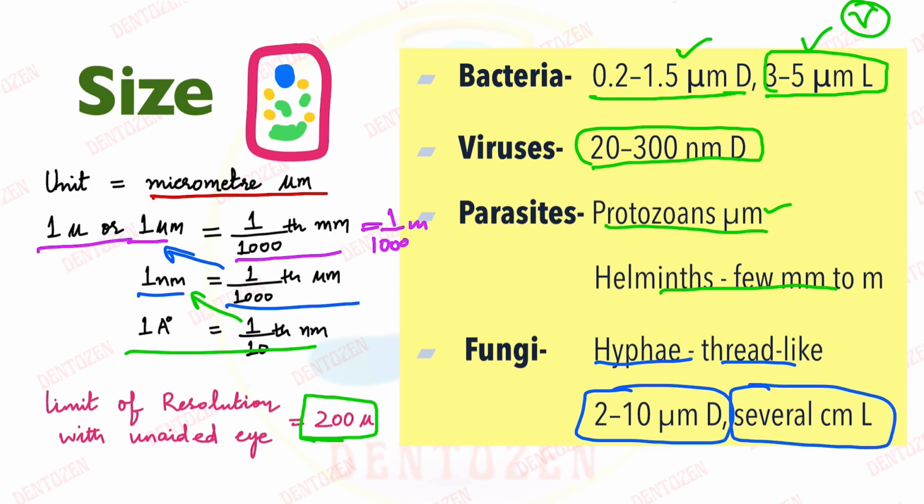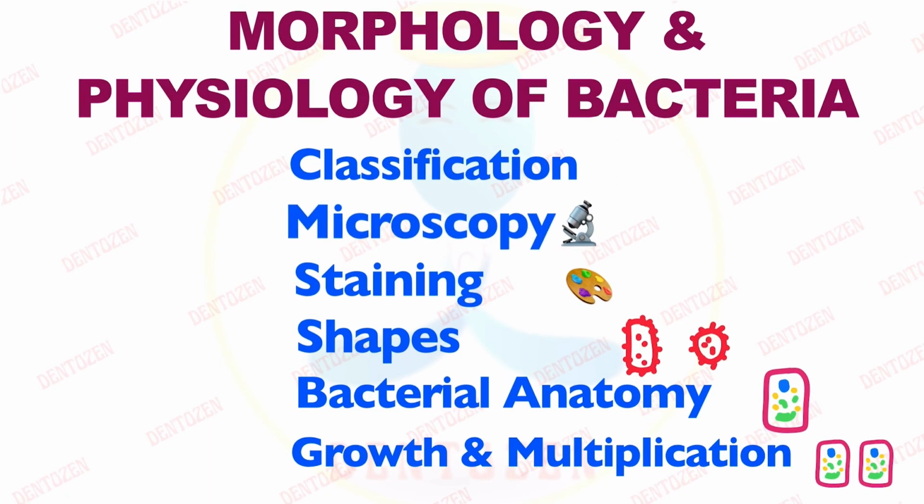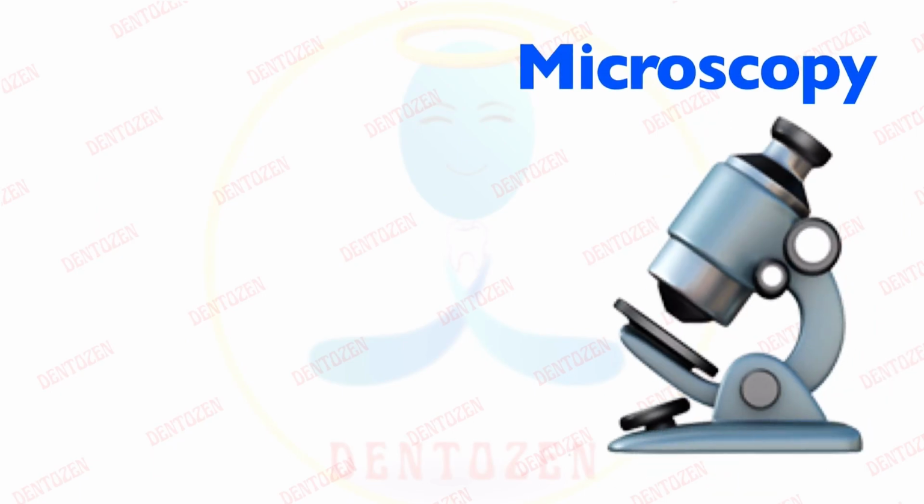So bacteria are much smaller than what we can see with our unaided eye. So they are seen with the light microscope, and viruses, which are much smaller, can be seen with the electron microscope. So let's now talk about microscopy.